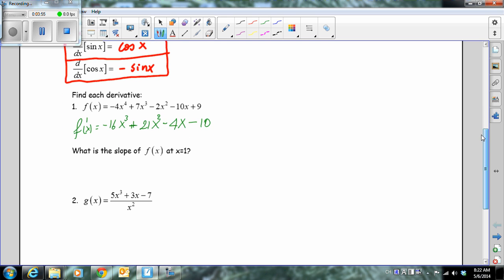What is the slope of f of x at x equals 1? All I have to do is plug in 1. If you plug in 1 into the equation, you will get f prime of 1 is equal to negative 16 plus 21 minus 4 minus 10. And your answer is negative 9.